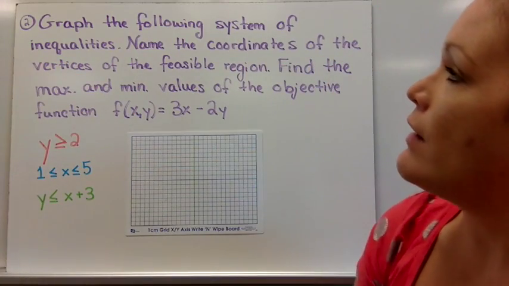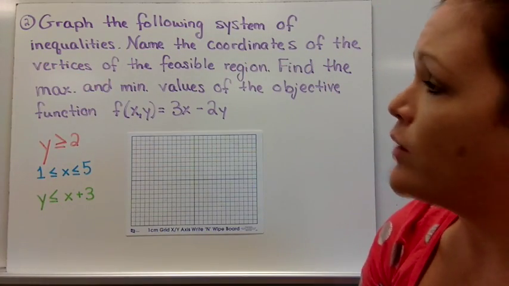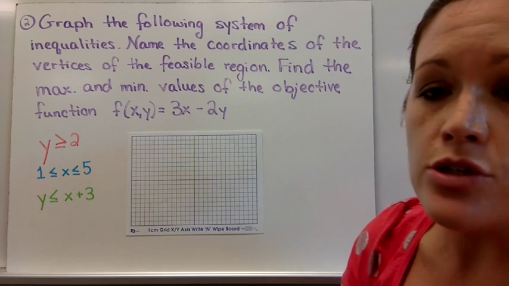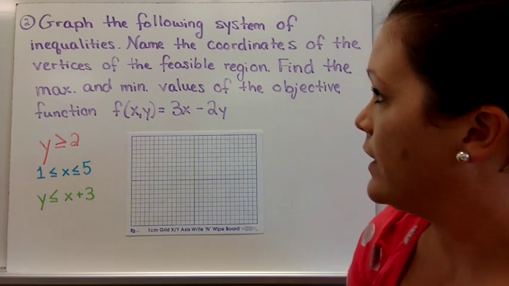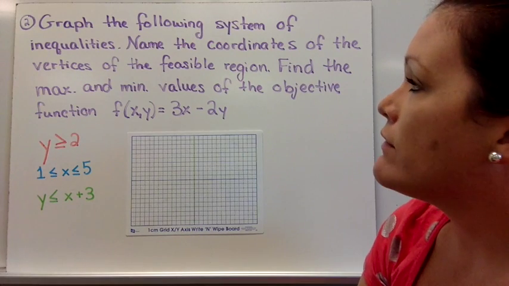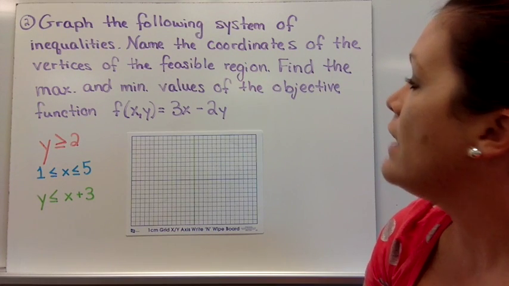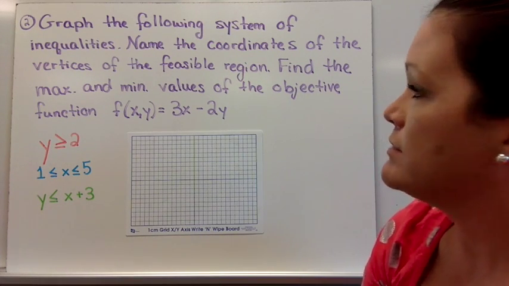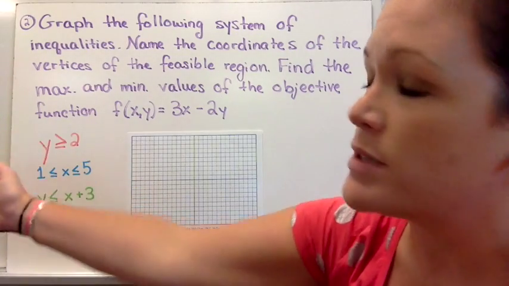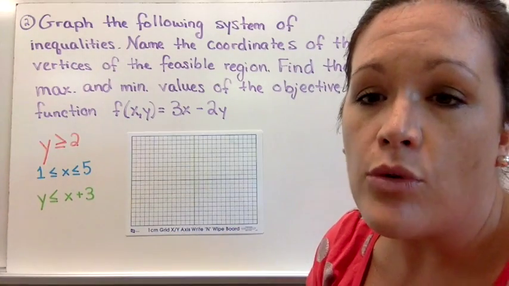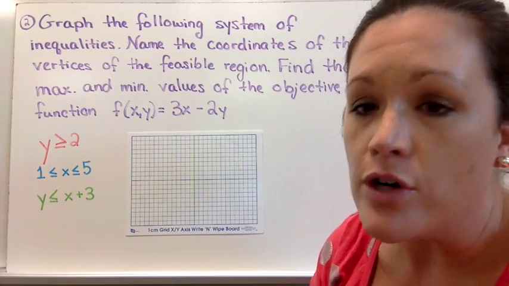Here we're given a graph, and we want to graph the following system of inequalities. Again, it's very straightforward. There's no story behind it. We're going to do that on the next video. Name the coordinates of the vertices of the feasible region and find the max and min values of the objective function. So this adds a little more than what we did on the last example. We need to graph it first and pick out our vertices.